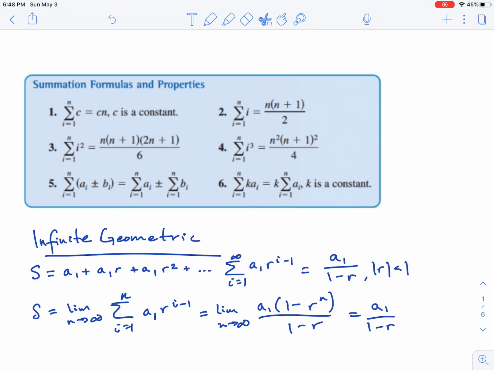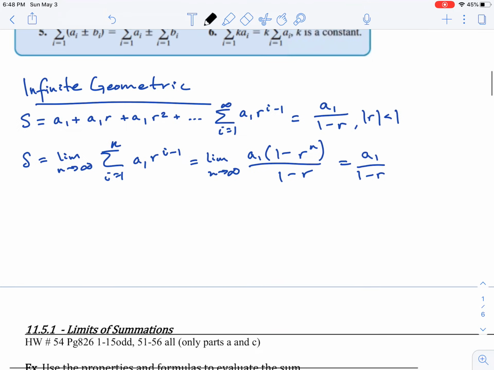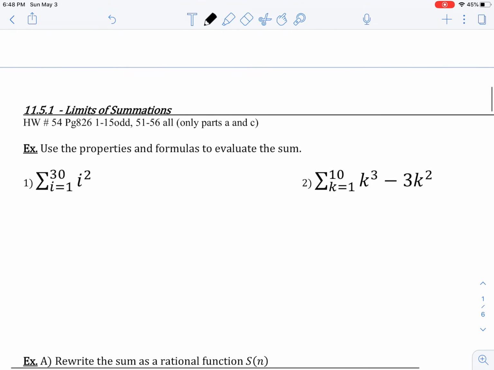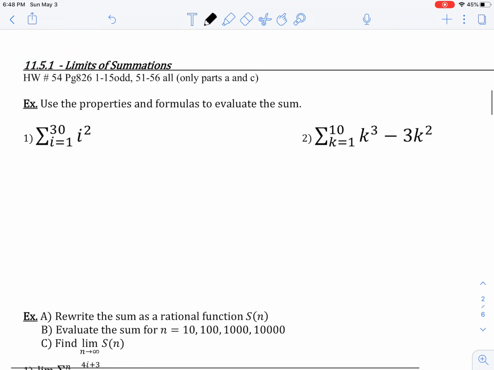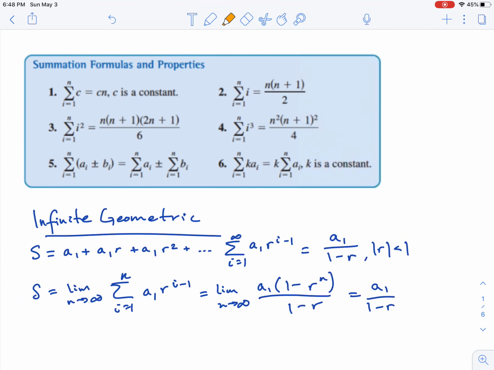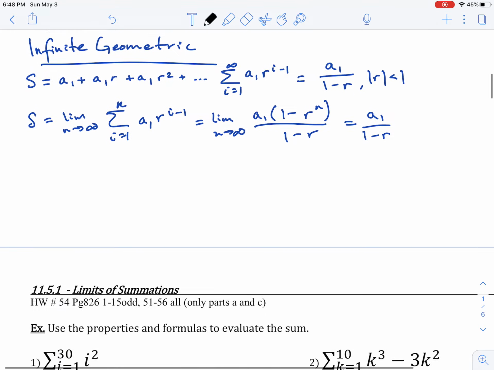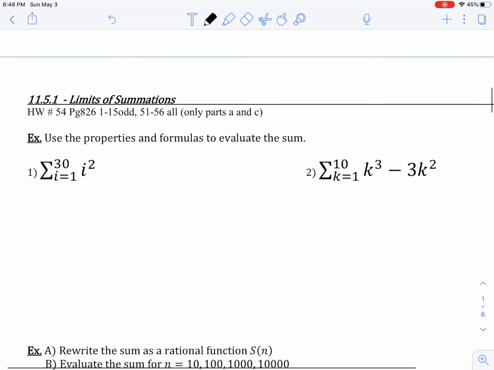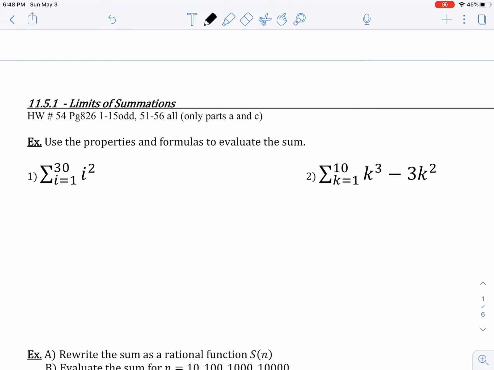Okay, so let's do one model problem. I'm going to model one problem for you guys and then give you an opportunity to try another one on your own. So let's go ahead and try a couple of these actually. We'll do a few. So first off, we've got this in sigma notation. And ask yourself, which of the properties would we want to use here? Well, if we go back to our list, we probably want to use this one, right? The one with I squared. So using that, we can say the following.